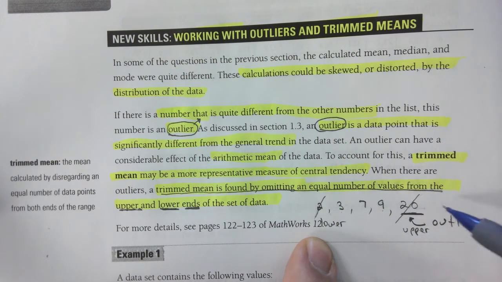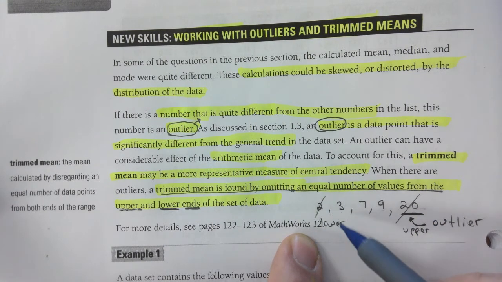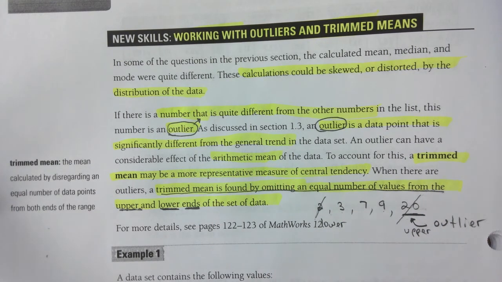Okay? If there are two outliers and you want to get rid of both of them, you have to trim 2 on the upper, 2 on the lower. Like you have to eliminate the same number of numbers. You can't just get rid of 2 on the upper and 1 on the lower. Otherwise, you're actually making it worse. You're skewing your data even more.